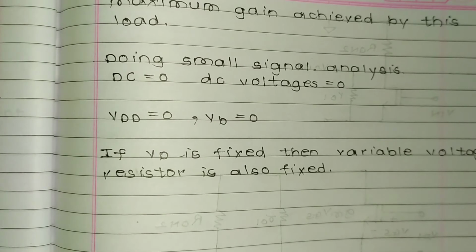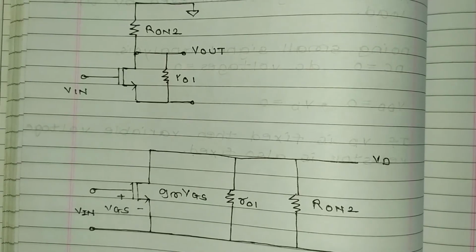So now we are doing small signal analysis. DC sources are considered as 0, and DC voltages are considered as 0. So VDD is 0, VB is 0. If VD is fixed, then the variable resistor is also fixed. So the circuit above is given, and its small signal model is below.